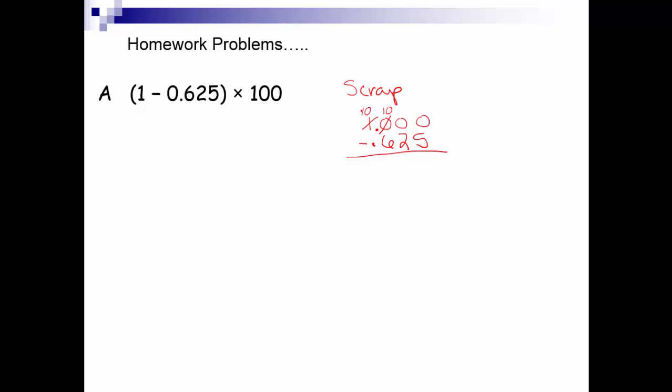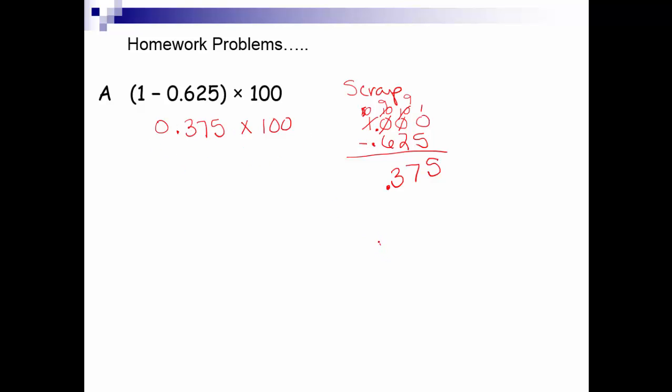We'll borrow from that 10. That becomes a 9, which allows that to be a 10. Borrow from that 10. That becomes a 9, which allows that to be a 10. 10 minus 5 is 5. 9 minus 2 is 7. 9 minus 6 is 3. So 1 minus 0.625 is 0.375. Still times 100. Everything is positive, so the answer will be positive.